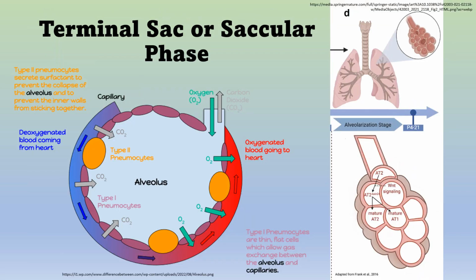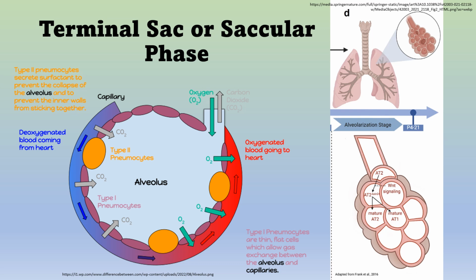The saccular stage occurs between 24 and 36 weeks of gestation. During this stage, the amount of gas-exchanging surface area in the lungs significantly expands. The terminal airways begin to form clusters of enlarged air spaces called terminal sacs or saccules. Type 1 and 2 cells continue to mature, and capillaries invade the thin walls of the saccules to form a blood-air barrier, forming a functional surface for gas exchange.